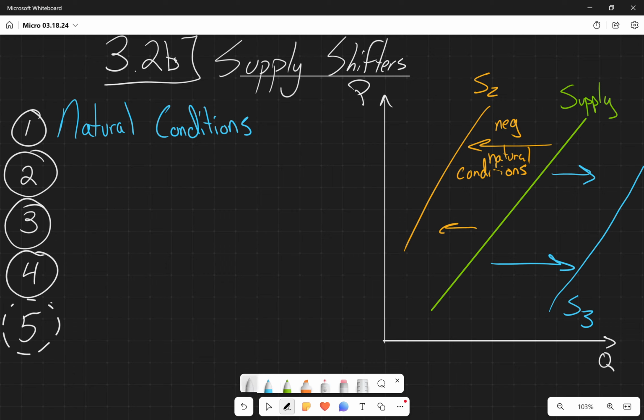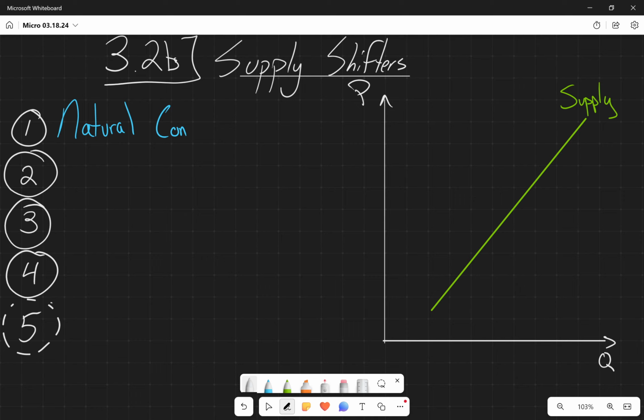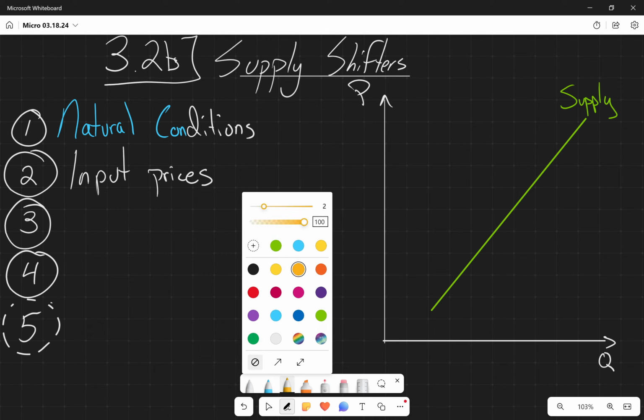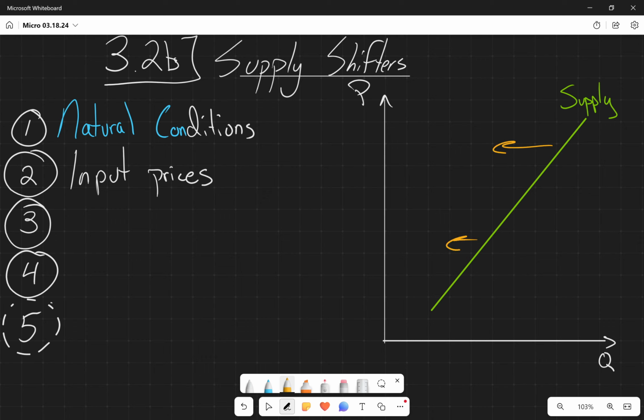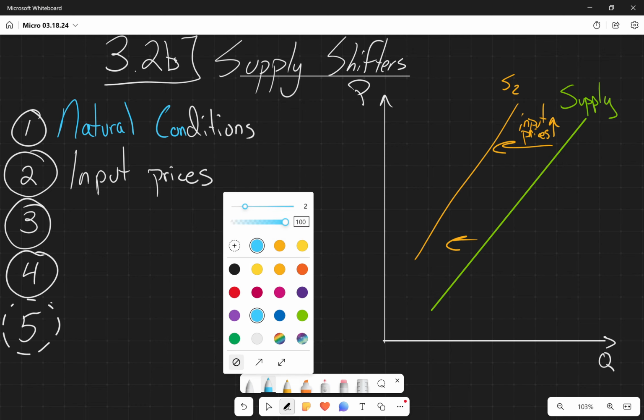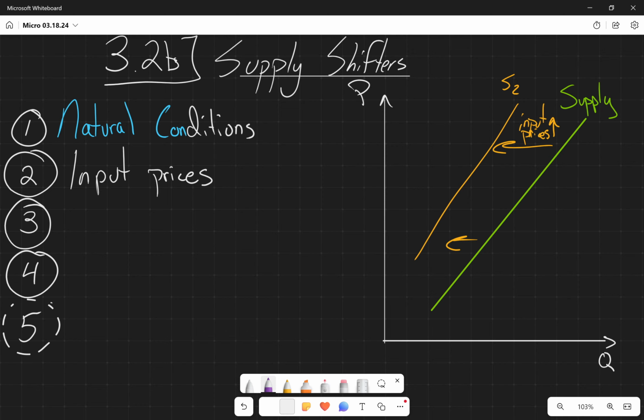Our second supply shifter is our input prices. So one of the things that we assumed constant was our input prices, right? And so if our input prices increase, then we're going to end up shifting our supply curve to the left. And if our input prices decrease, well, we're going to shift our supply curve to the right.